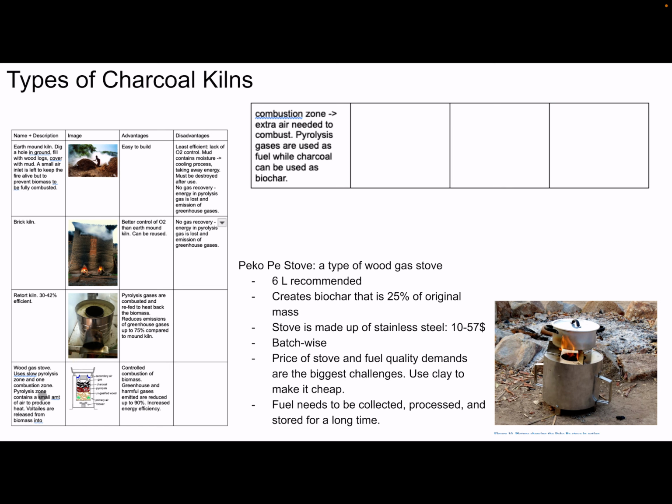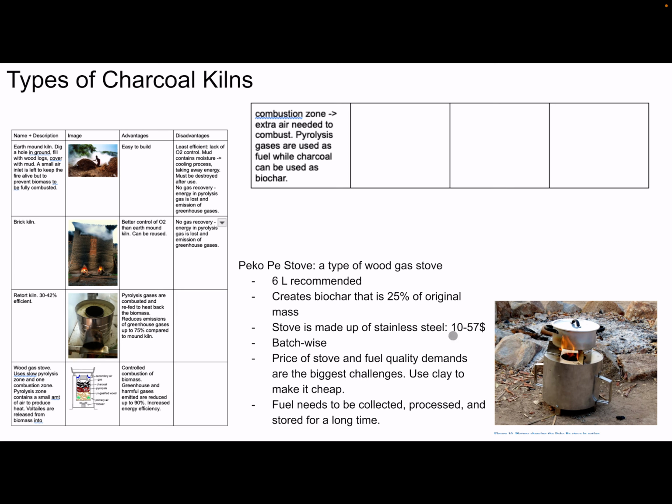And then here you have a wood gas stove, which is what this paper recommended, and it uses slow pyrolysis, which again is probably what we would use for drinking water management. It has zones where there's both a pyrolysis zone as well as a combustion zone. The greenhouse gases are highly reduced, up to 90%, and it also can produce biochar. So this is the Peko Pay stove. I'm definitely pronouncing that wrong. It is a type of wood gas stove, and it's the wood gas stove that they used in Malawi in order to produce biochar.